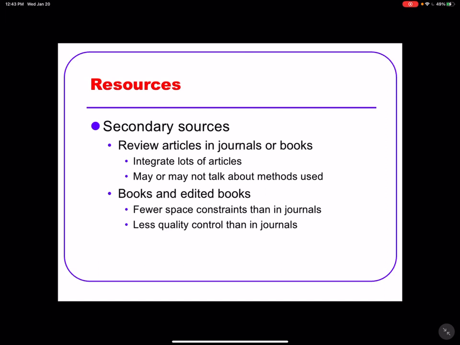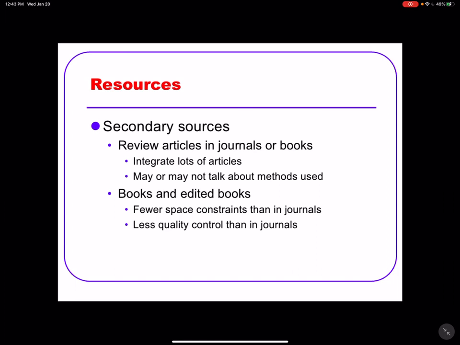So those also require peer review. They have the same process of submit, revise and resubmit, go back to the reviewers, make it better, and then submit again, which you hope is accepted. Depending on the focus of the articles, they may or may not talk about the methods used, but they're always high quality because they've been looked at by a lot of reviewers and written by experts.